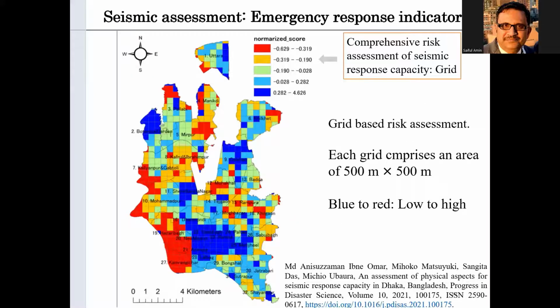So this is the map that is developed by using the seismic response capacity indicators, and it is a grid-based assessment. Each grid comprises an area of 500 meters by 500 meters. And the color gradation we can see here is from blue to red. So when we go from blue to red, the indication is low to high.